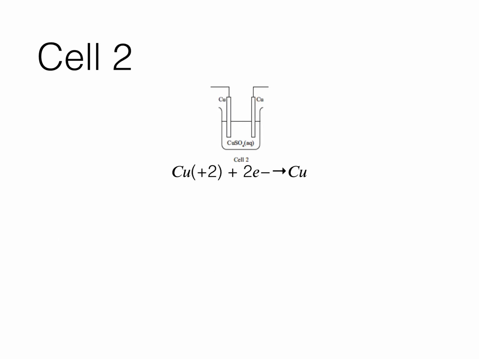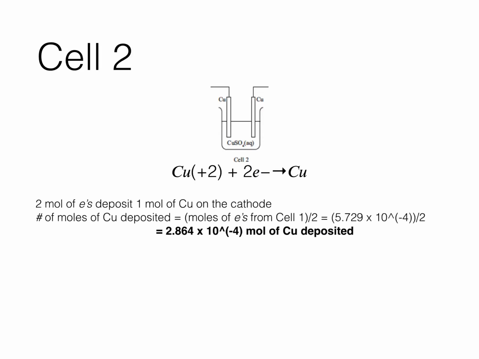Now let's take a look at cell number 2. Since we know the number of moles of electrons coming into this cell, this reaction shows us that for every 2 moles of electrons we get 1 mole of copper. So we already know how many moles of electrons we are getting, which is 5.729 times 10 to the power negative 4.